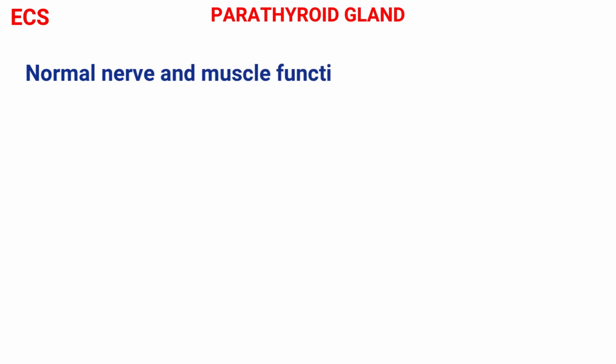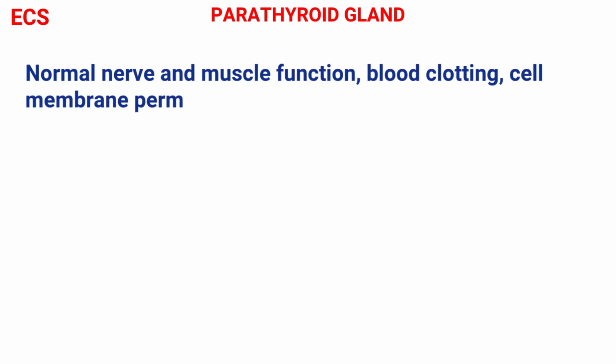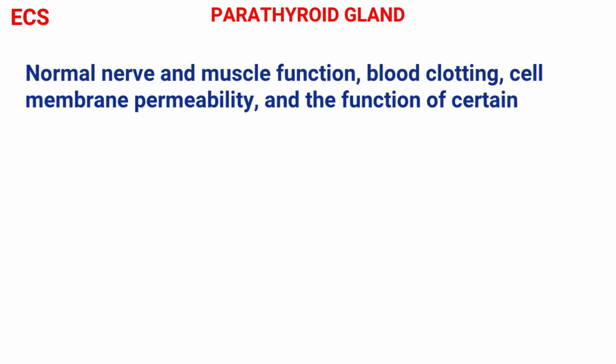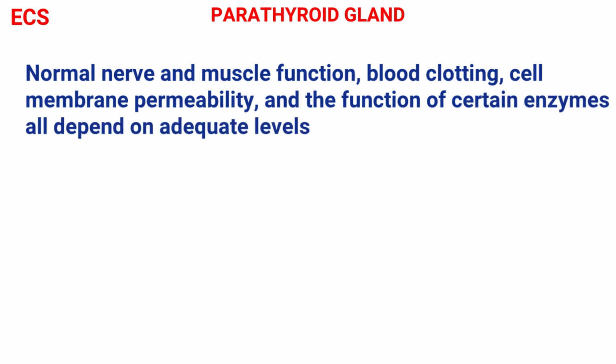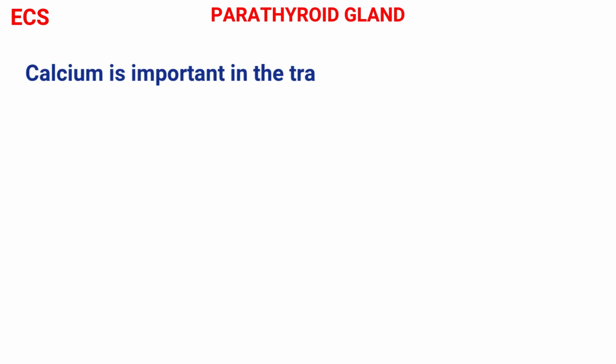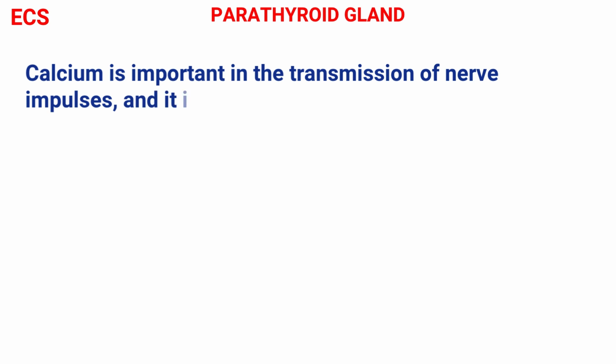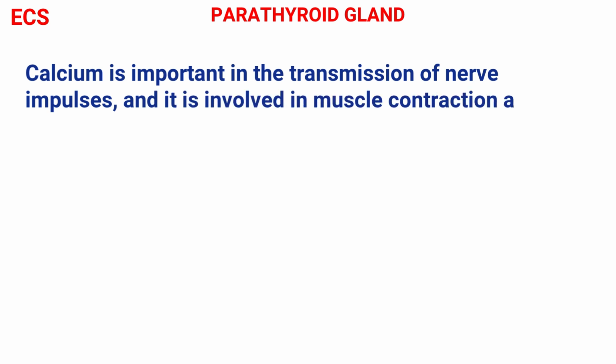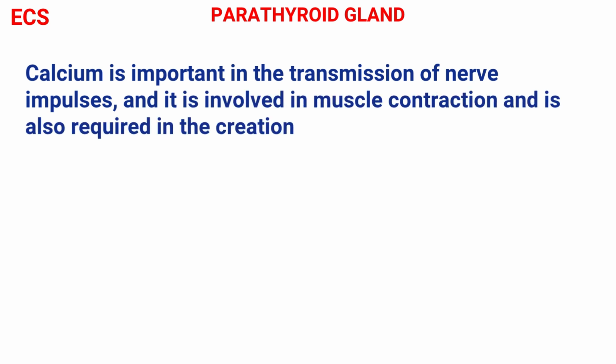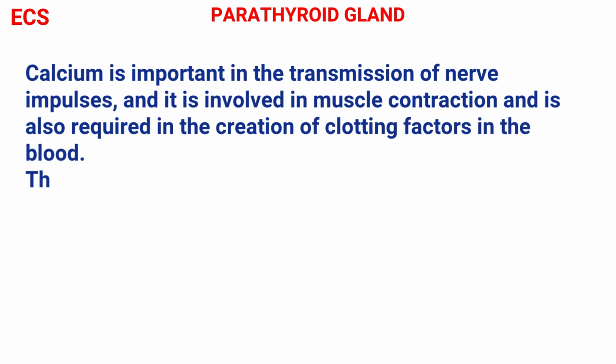Normal nerve and muscle function, blood clotting, cell membrane permeability, and the function of certain enzymes all depend on adequate levels of calcium. Physiologically, calcium is important in the transmission of nerve impulses, and it is involved in muscle contraction and is also required in the creation of clotting factors in the blood.